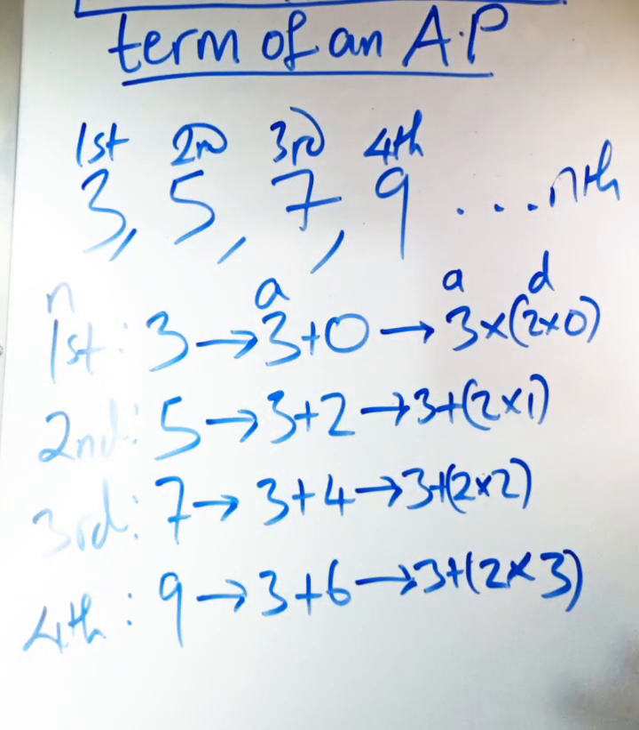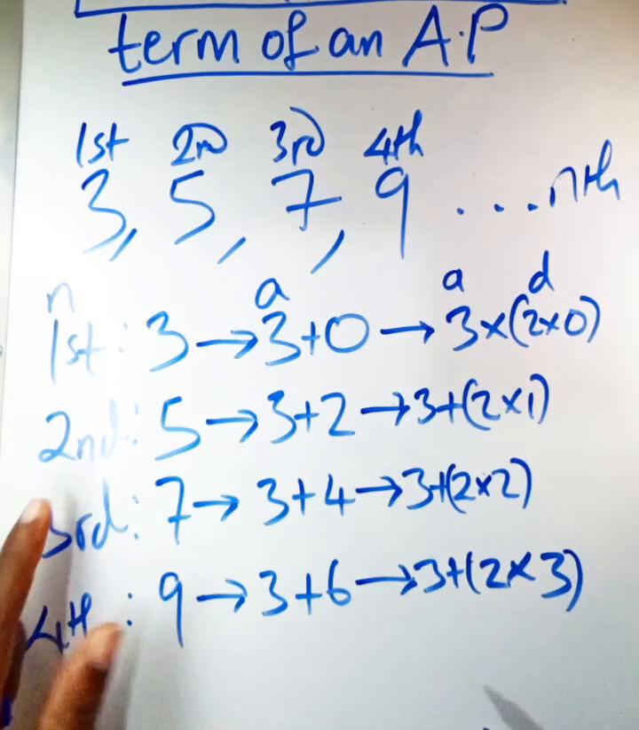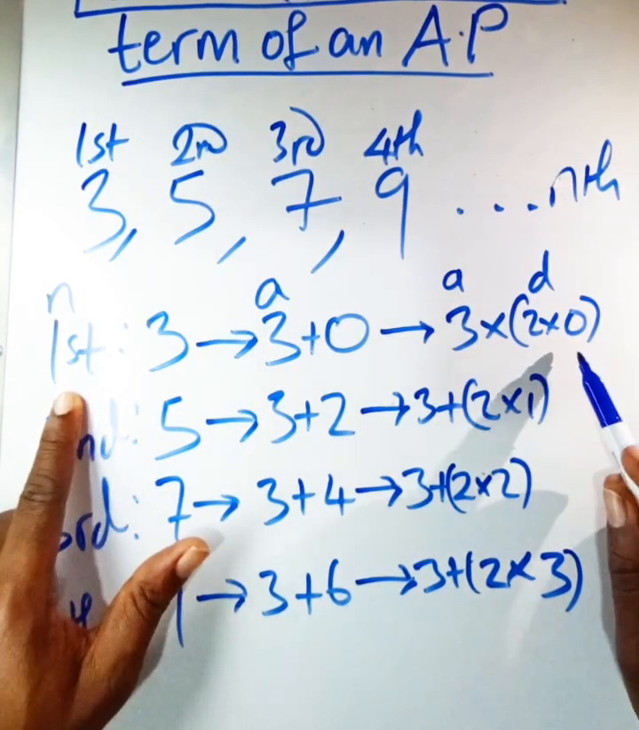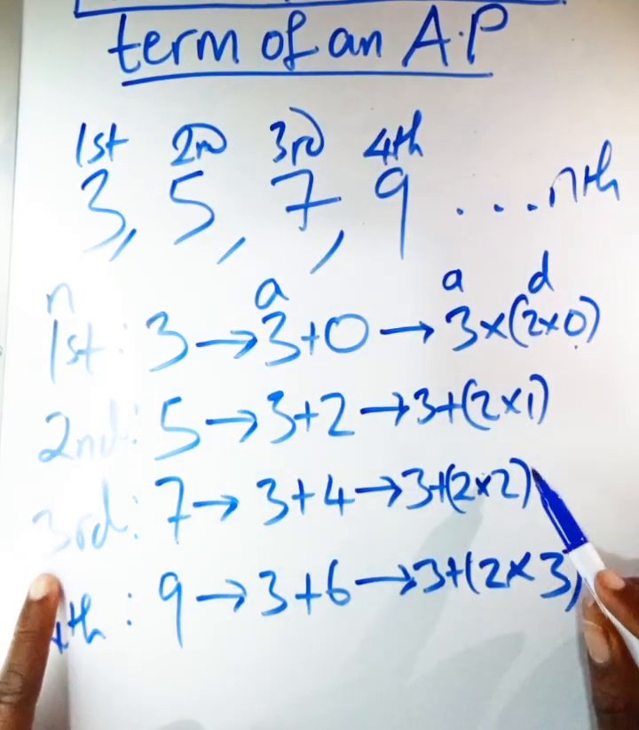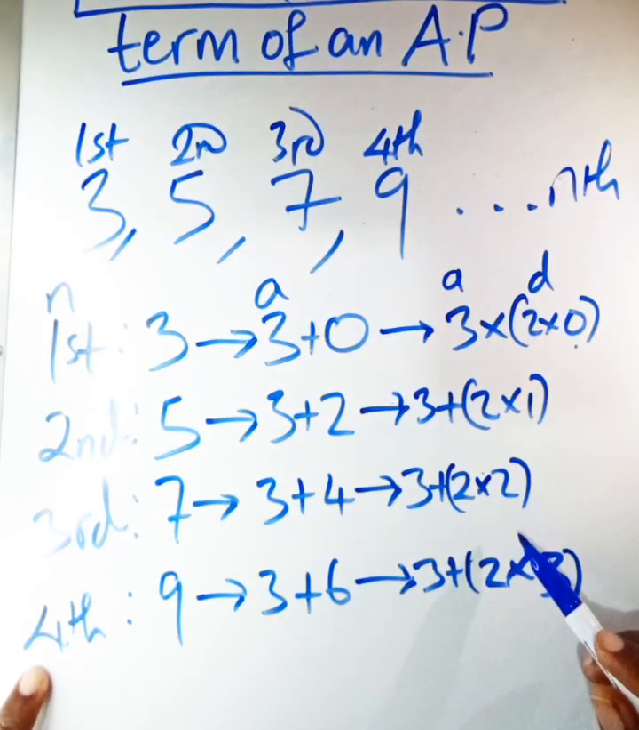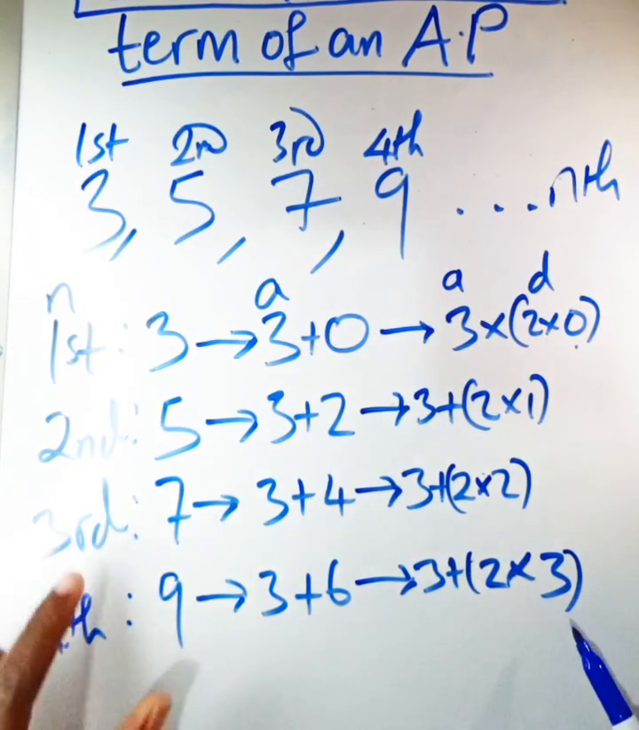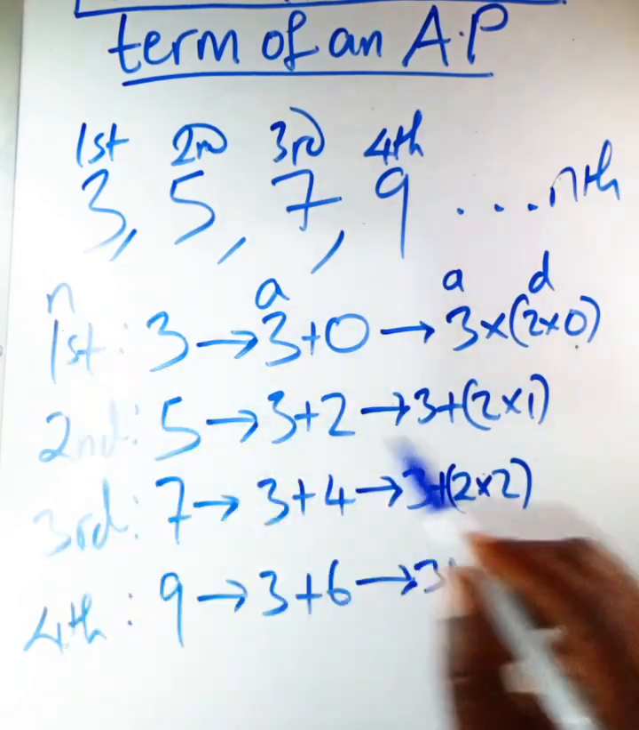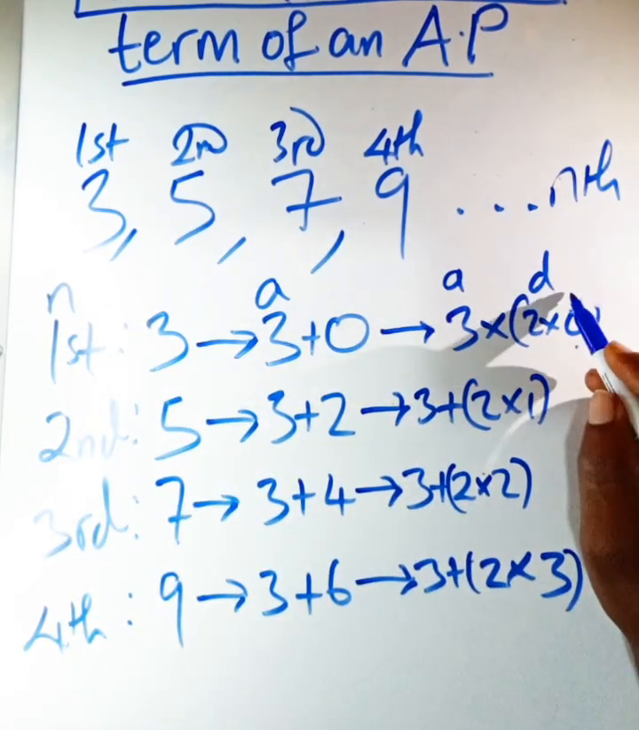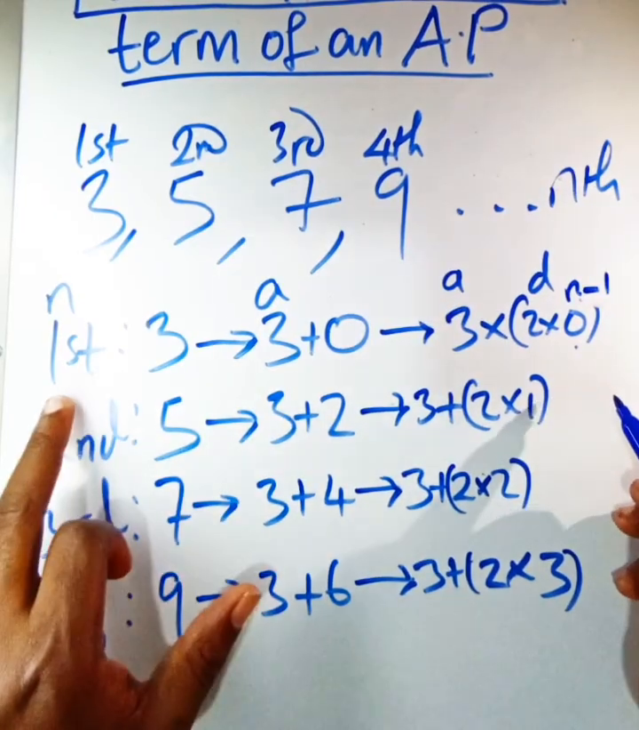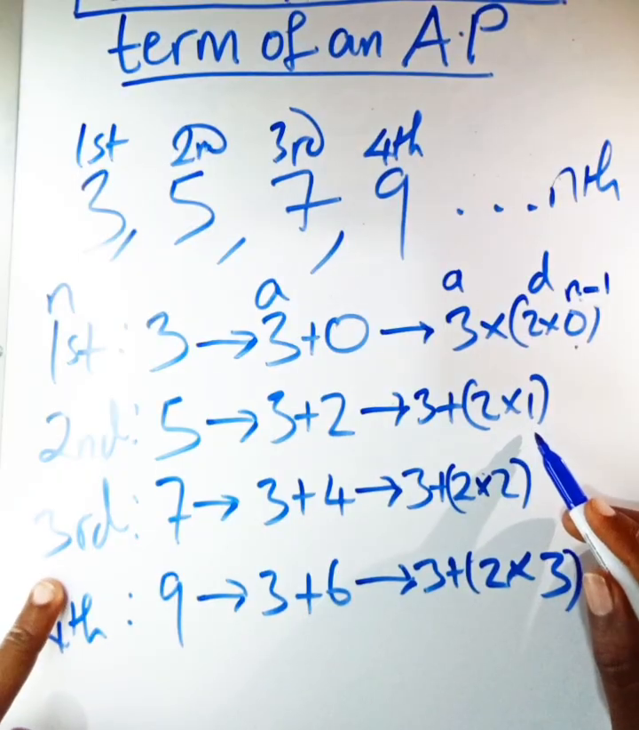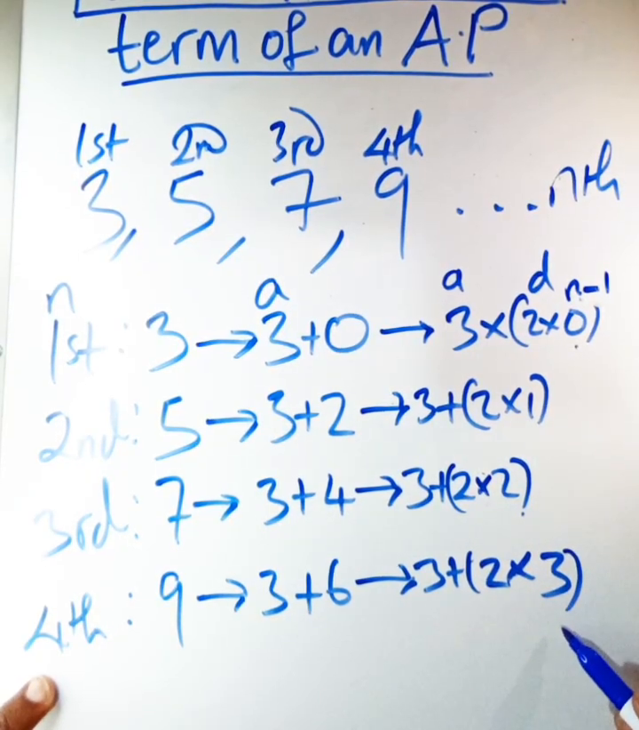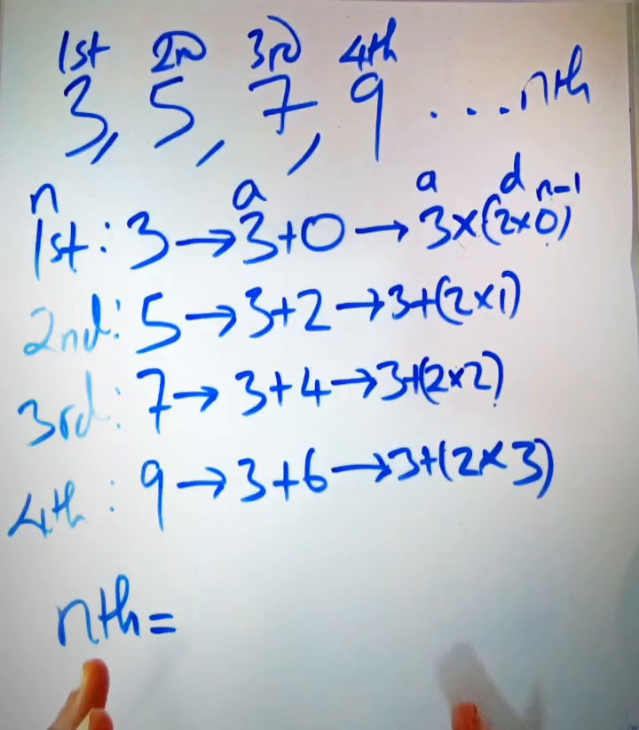So what could I call this one? 0, 1, 2, 3. So notice a pattern. If this is first, this number here is 0. If this is second, this number here is 1. If this is third, this number here is 2. And if this is fourth, this number here is 3. So if these positions are n, it means this number here simply means n minus 1. So 1 minus 1 gives me 0. 2 minus 1 gives me 1. 3 minus 1 gives me 2. And 4 minus 1 gives me 3. So our nth term has emerged.